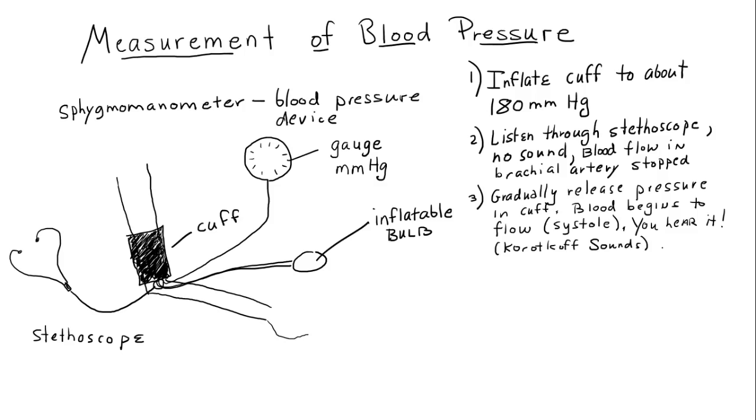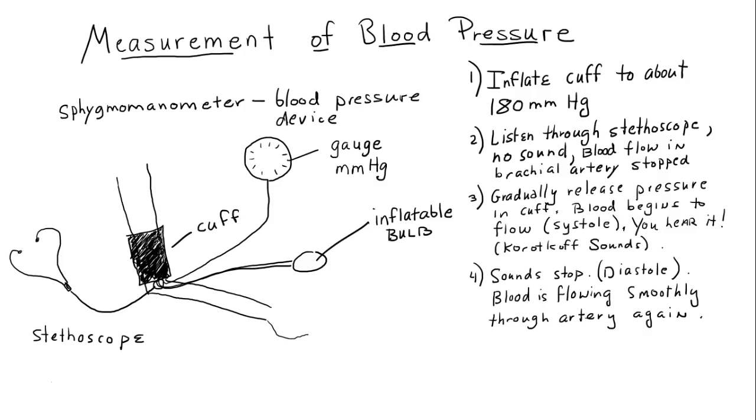This force is due to ventricular contraction, or systole. You should look at the gauge and see what the millimeters of mercury is at which blood begins to flow through the brachial artery. We call that the systole. Then obviously those sounds are going to stop, because the blood is going to flow smoothly again, and we call that diastole. The measurement of blood pressure is systole over diastole.